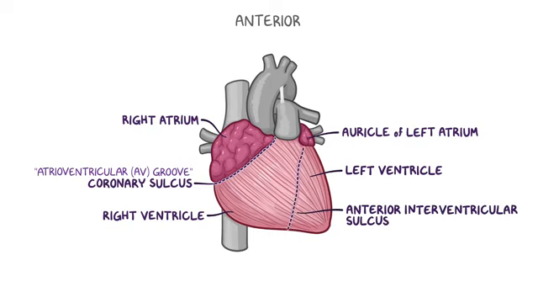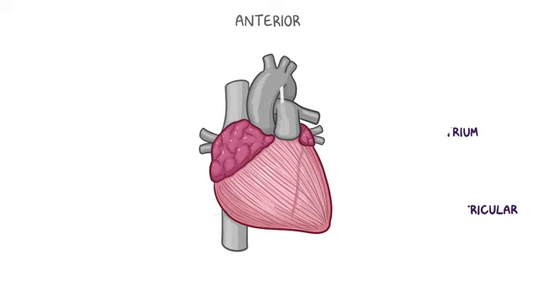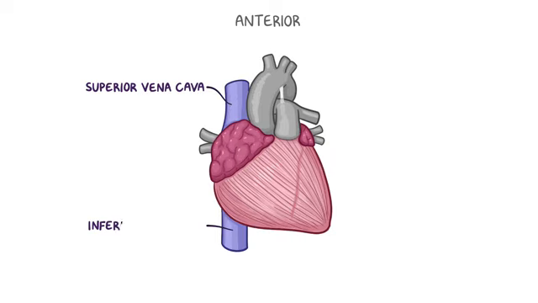Moving on, you can actually see parts of the great vessels on an anterior view. So from right to left, there's part of the superior vena cava, which opens in the superior part of the right atrium. Then there's part of the inferior vena cava, which also opens in the right atrium, but the opening can only be seen on a posterior view.